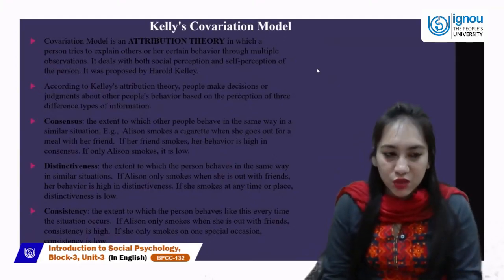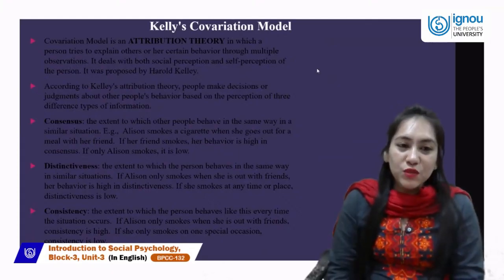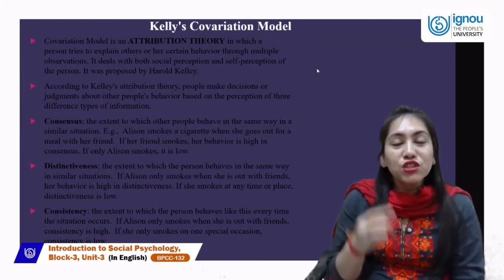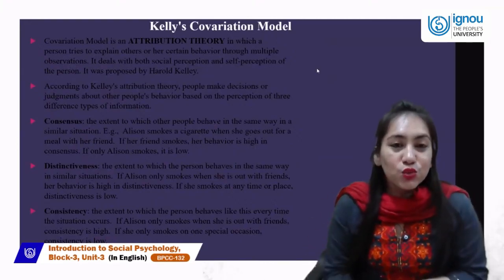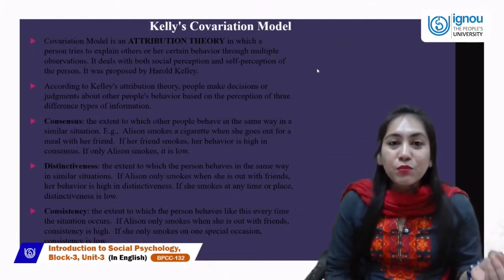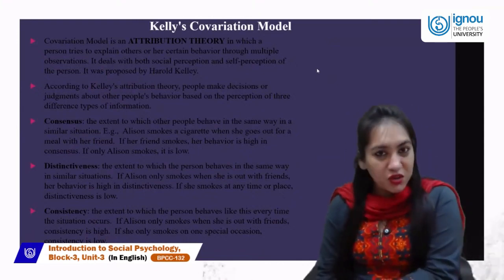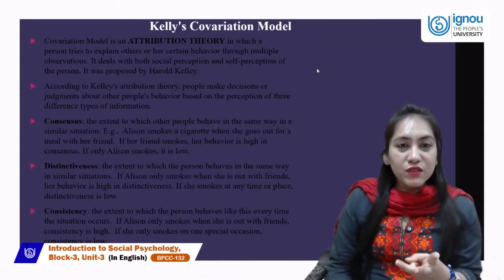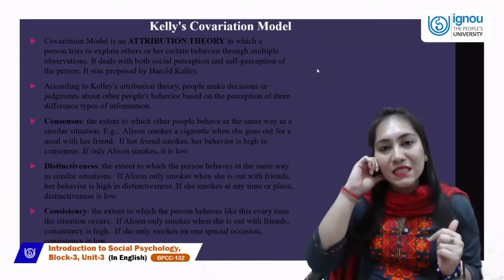It was a very famous theory, and Harold Kelly stated that people make decisions or judgments about other people's behavior on the basis of three different kinds of information that they get. So let's come to the three different kinds of information, and how do we decide that a person's behavior is a result of what? Is it the situation or is it a disposition, which is personality? The three pieces of information that we observe are, first consensus, then distinctiveness, and then consistency.